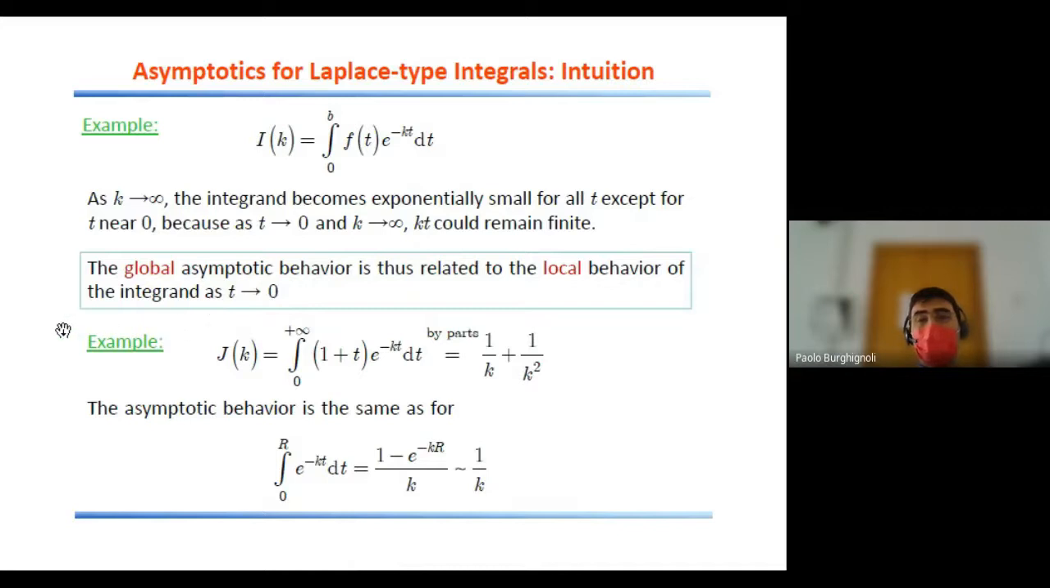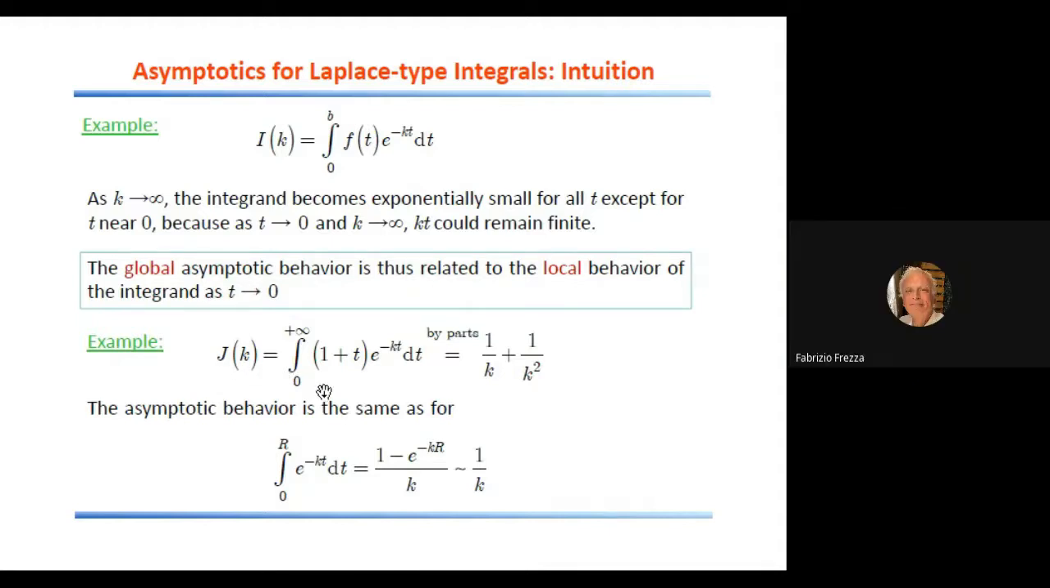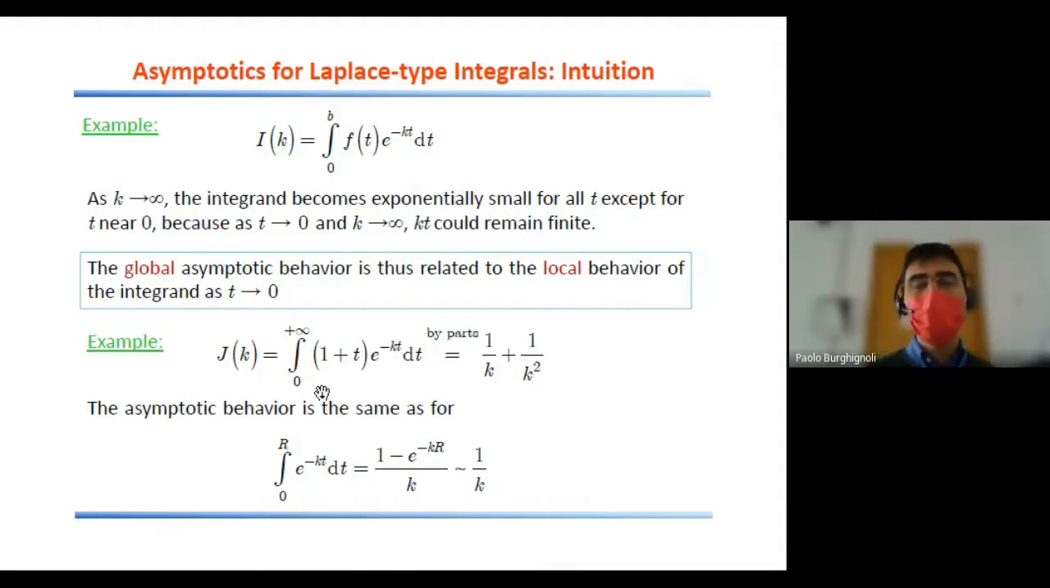Just to give you a simple analytical example, take the integral J of the parameter k, defined as the integral from 0 to infinity of the product of a first order polynomial, 1 plus t, times the Laplace exponential, e to minus kt. This kind of integral can be evaluated exactly, integrating by parts, and the exact result is 1 over k plus 1 over k squared.